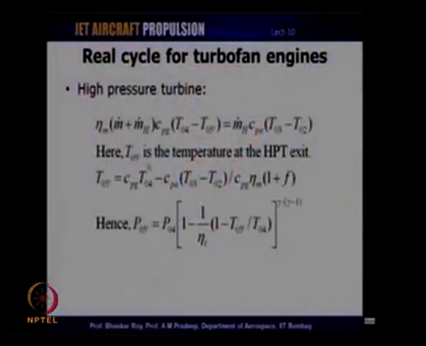Let us take up the high pressure turbine first, because that is the first component that comes up after the combustion chamber. So, in the case of an HP turbine, the work done by the turbine will be equal to the work required by the compressor, and so we have the mechanical efficiency multiplied by the HP turbine work, which is equal to the mass flow rate (m dot a, which is the mass flow rate of air, plus m dot f, which is basically the mass flow rate of fuel) multiplied by Cpg into (T04 minus T05 prime).